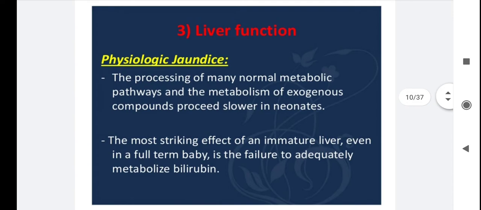Number 3, which we must screen during childhood, is liver function.